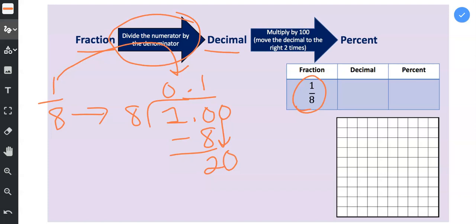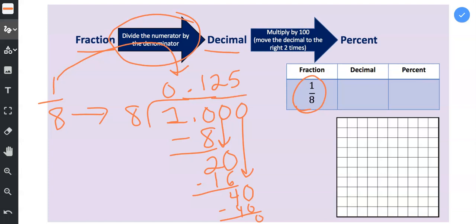8 goes into 20 2 times because 8 times 2 is 16. And I get a remainder of 4. I bring down a 0. 8 goes into 40 5 times. 8 times 5 is 40. I get a remainder of 0, and there's nothing else to bring down.